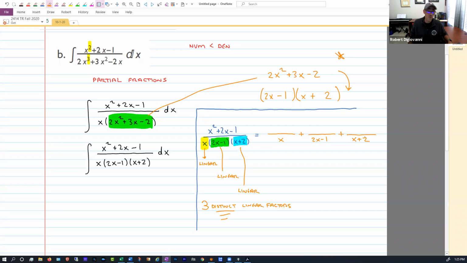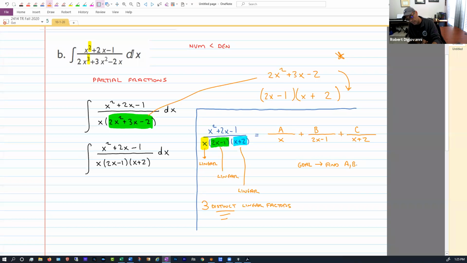The only thing you're unsure of at this point is what's on top. And anytime you have a distinct linear factor, we know that these fractions over here, these tops, these numerators are all going to be numbers. They're all going to be constants, but we just don't know what they are. So we're just going to call them A, capital B, and capital C. Now, our goal at this point is to find A, B, and C.